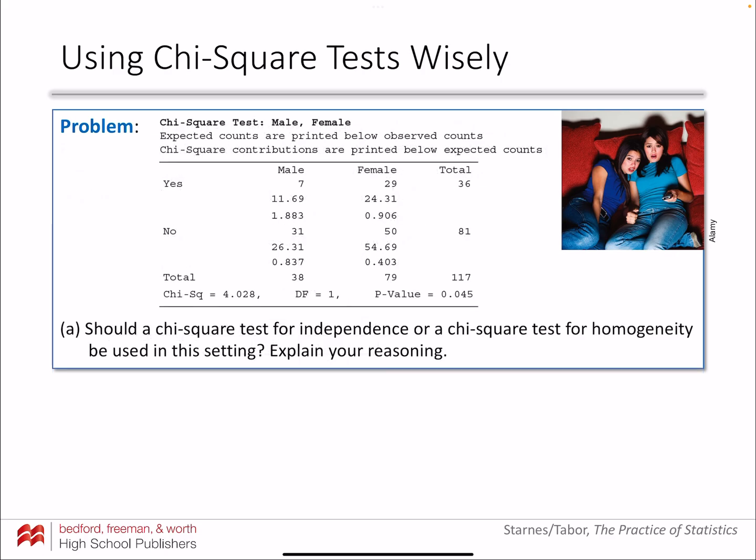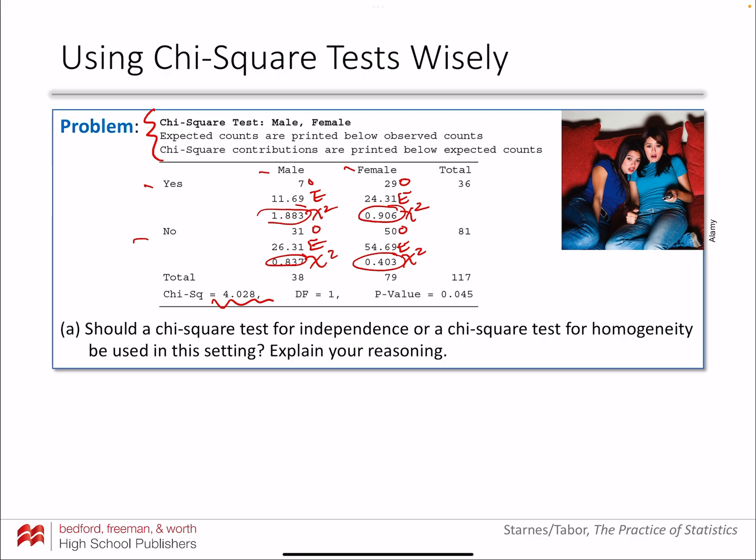Read this carefully. It's always going to give you information. Expected counts are printed below observed counts. So look, male, female, yes, no. Here are the observed counts, and below them the expected counts. Then it says chi-squared contributions are printed below expected counts. When you add up these four numbers, you get the chi-squared test statistic, which is right here.